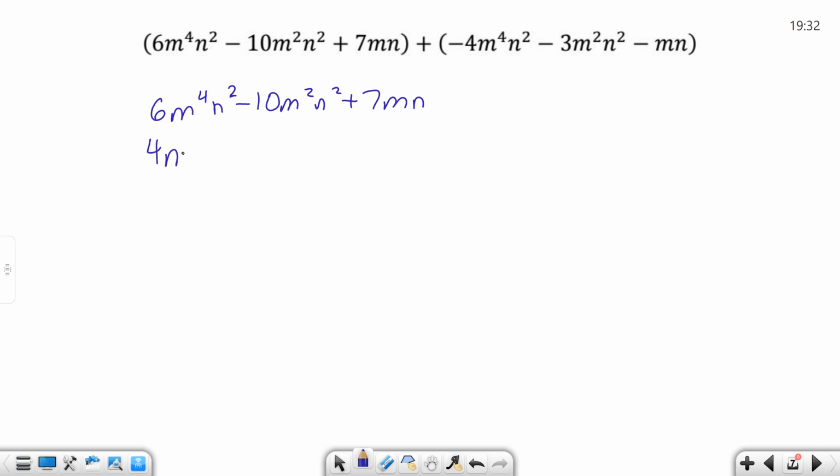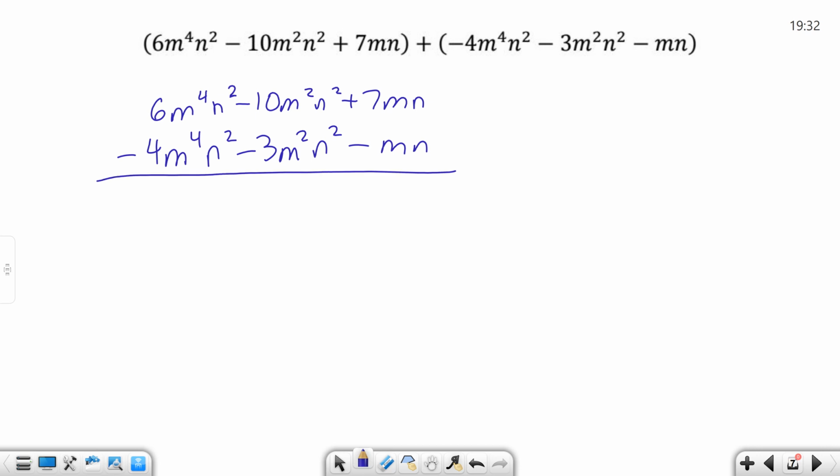So then we have the 4m to the fourth n squared, and it's negative, we don't change it. The 3m squared n squared, it's negative, we don't change it. And the mn, and it's also negative, we don't change it. We don't change it because of that plus. We only change it if it was a minus. So here we have 6 minus 4 is 2m to the fourth n squared.